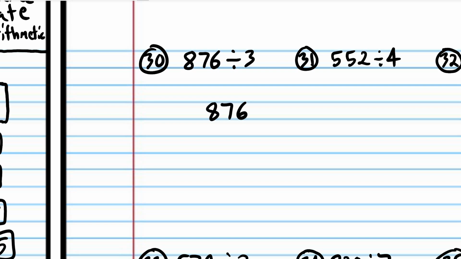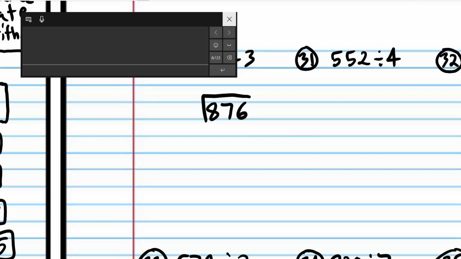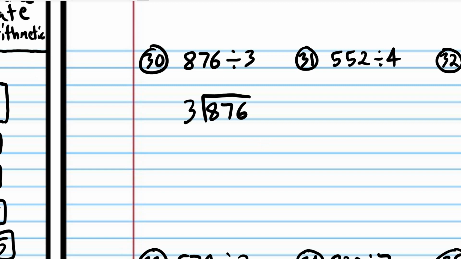All right. 876 is called the dividend, and the divisor is 3. The 3 is called the divisor. So you put the dividend here, and you put the divisor here.